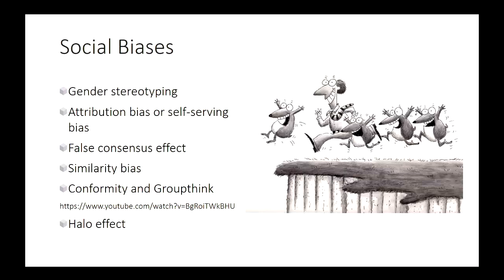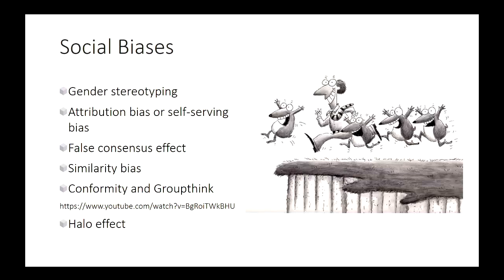Similarity bias is when you want to associate with people that are similar to you. It's also called, I forget, the term will come to me, it's a sociological term, about how we tend to prefer to work with people that are similar to us, or deal with people that are similar to us, or become friends with people that are similar to us.